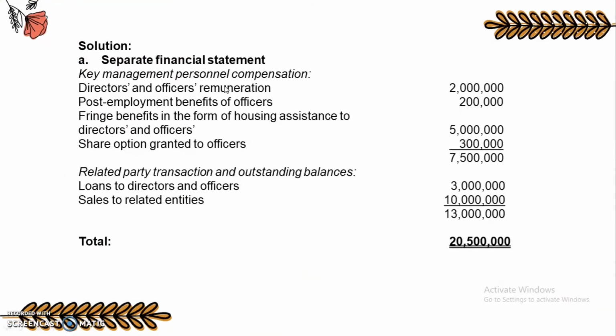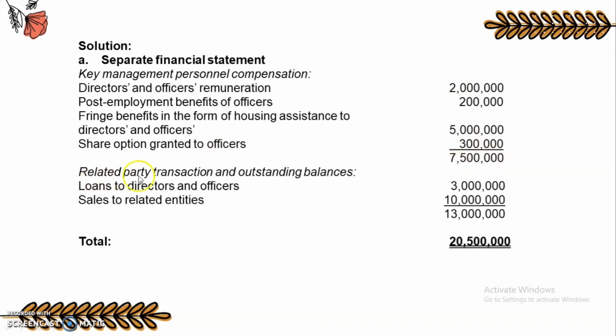For requirement A, we need to get the key management personnel compensation. Directors and officers remuneration 2 million, post-employment benefits of officers 200,000, fringe benefits 5 million, and share option granted to officers 300,000. Just add, so the answer would be 7,500,000.